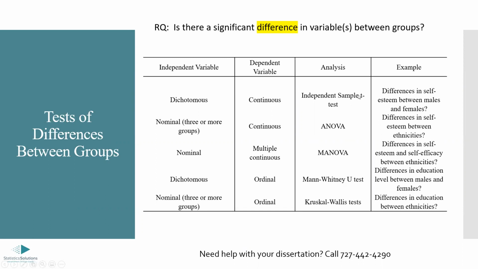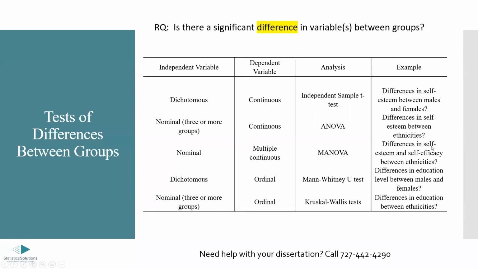This is where you're looking for differences between distinct groups. So if you have a comparison of two groups, for example, is there a difference in self-esteem between males and females? If self-esteem is a continuous variable, which it is in this case, then you can use an independent sample t-test. A t-test is going to be a two-group comparison, males versus females. If we take that example and expand on it and use self-esteem again, but instead use ethnicity, ethnicity has more than two possibilities. So you use an analysis of variance, ANOVA for short.